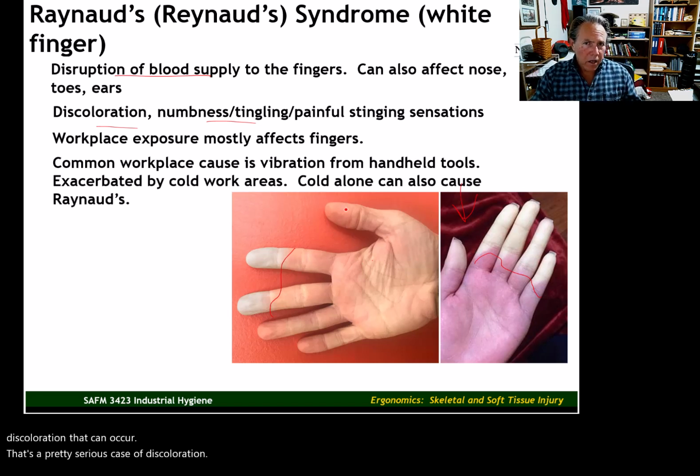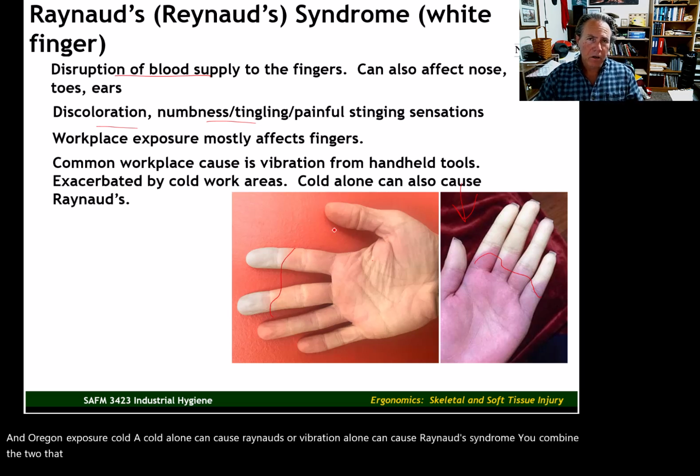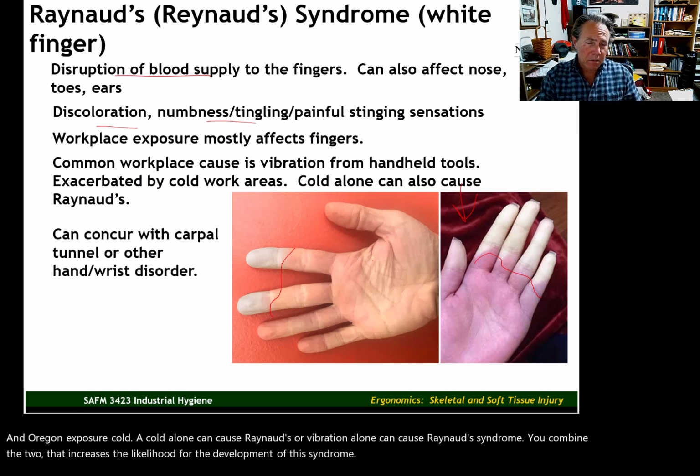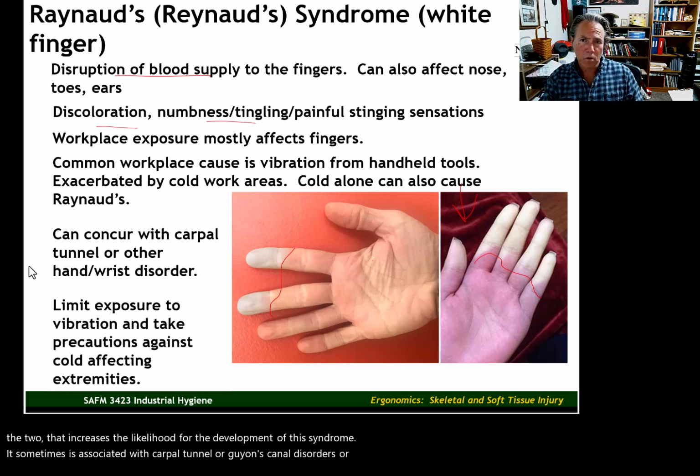It's commonly caused by vibrating tools and or exposure to the cold. Cold alone can cause Raynaud's, or vibration alone can cause Raynaud syndrome. You combine the two, that increases the likelihood for the development of this syndrome. It sometimes is associated with carpal tunnel or Guyon canal disorders or other hand-wrist disorders.